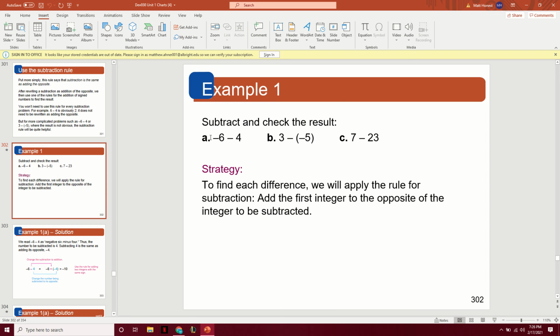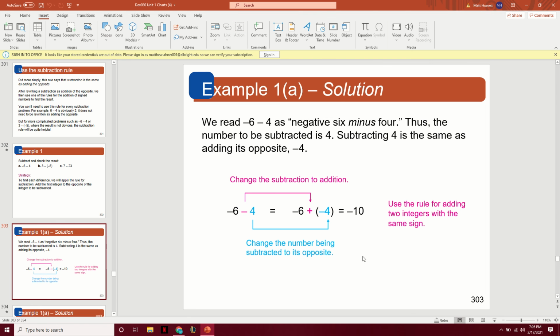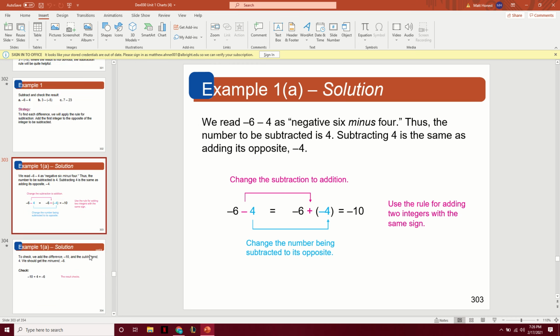So for example, we have negative 6 minus 4. I'm going to rewrite negative 6 minus 4 as negative 6 plus negative 4. All I've done is rewrite the problem from negative 6 minus 4 to negative 6 plus negative 4. And you will get the same answer both ways, and you could do your rules for addition here instead of learning new rules.